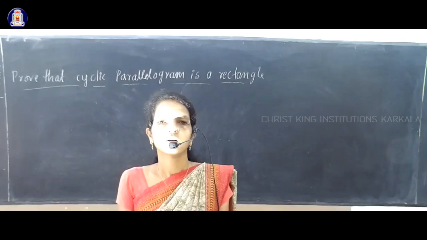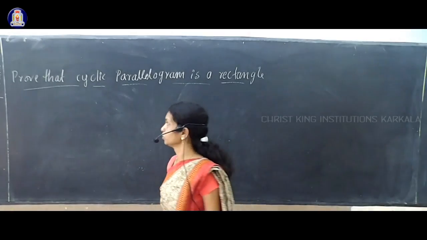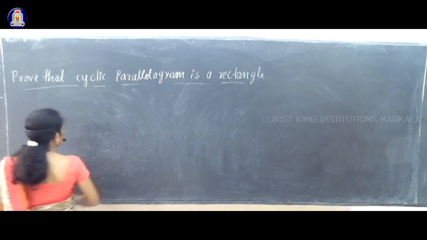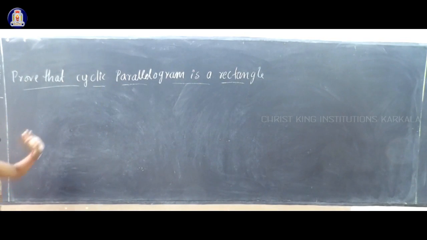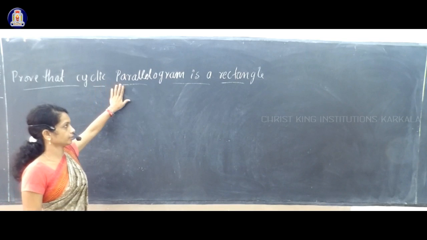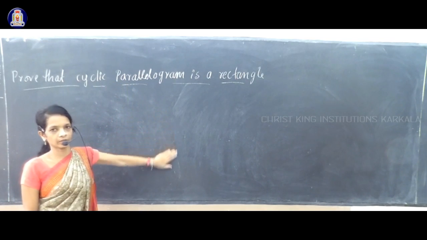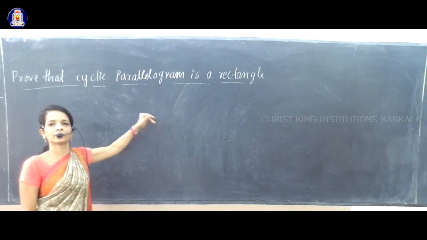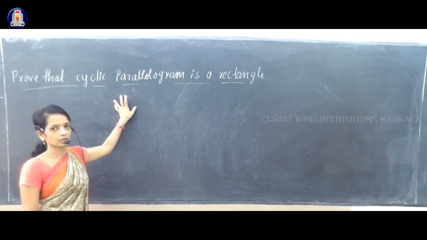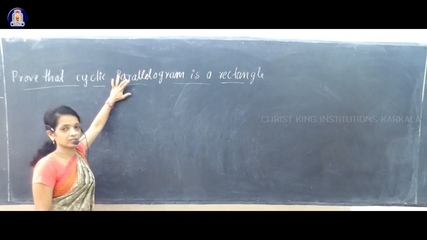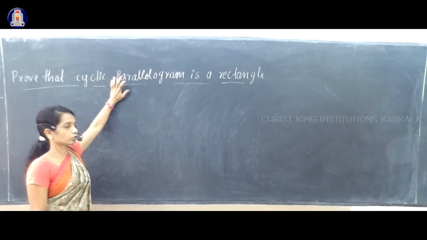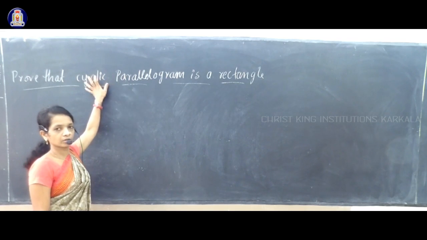Thank you. Next problem: you have to prove that a cyclic parallelogram is a rectangle. Cyclic parallelogram means what? A cyclic quadrilateral means a quadrilateral whose all four vertices are on the circle. Now, a cyclic parallelogram means you have to draw a parallelogram such that all four vertices are on the circle.